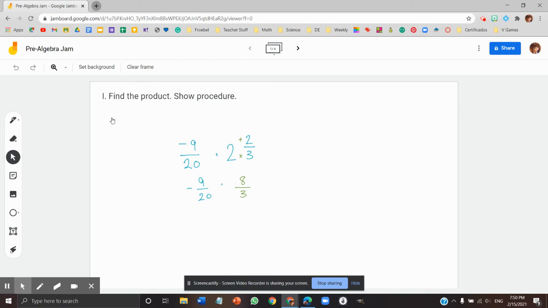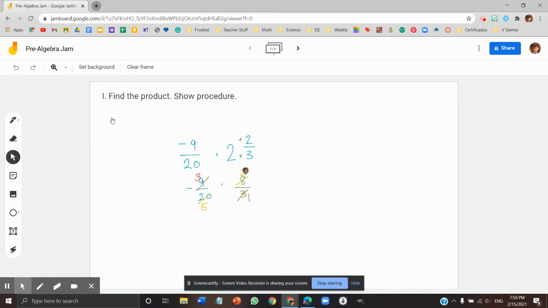Now that we have two fractions that we can actually simplify, that is exactly what we're going to do. We just simplify. And what number do 9 and 3 have in common? Well, they're both divisible by 3. So 9 divided by 3 is going to be 3. And 3 divided by 3 is going to be 1. So I'm going to put it right there in another color. And 20 and 8, they also have numbers in common, right? They can both be divided by 4. So 20 divided by 4 is 5. And 8 divided by 4 is 2.